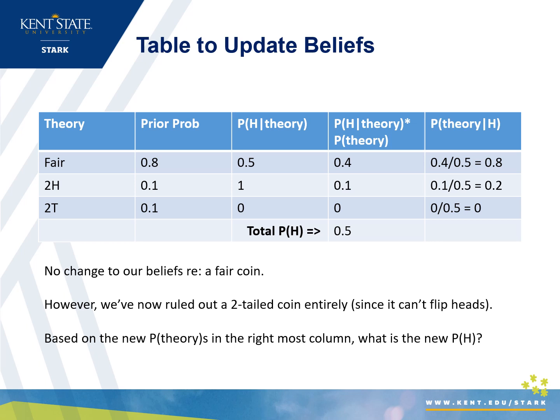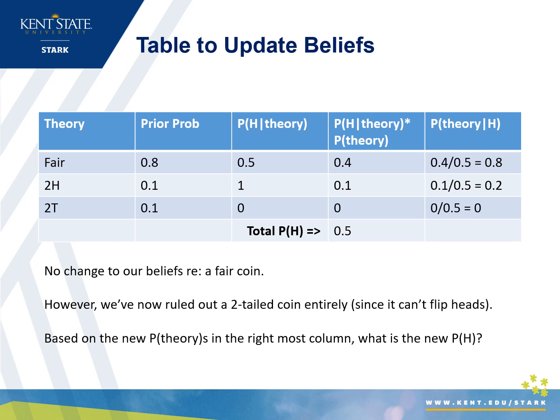The probability of it being a two-headed coin now jumps from 10% to 20%. And the probability of it being a two-tailed coin falls from 10% to 0, because we know you can't possibly flip heads on a two-tailed coin. Right? So we've just ruled out the possibility of it being a two-tailed coin. The probability of it being a fair coin stayed the same. The probability of it being a two-headed coin just jumped. It, in fact, doubled.